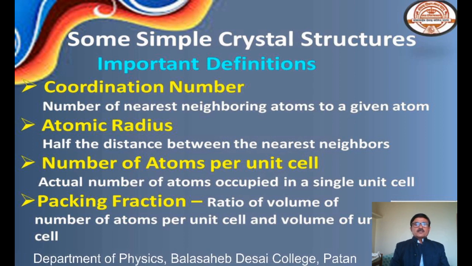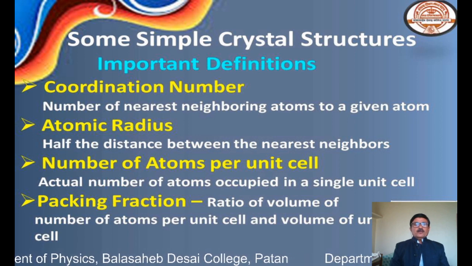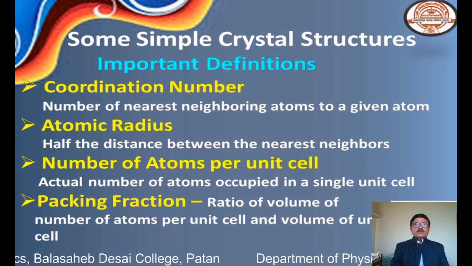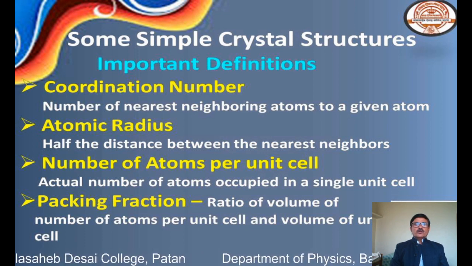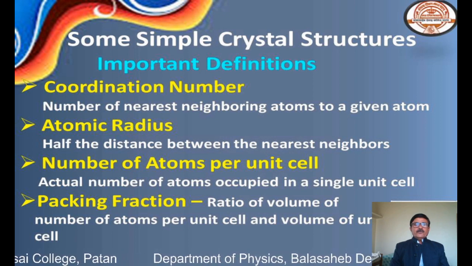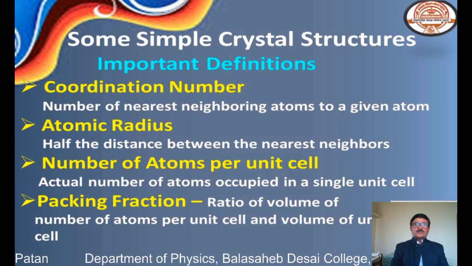While studying these crystal structures, some important definitions are to be remembered. First definition is a coordination number. So coordination number is number of nearest neighboring atoms to a given atom in a unit cell. Second definition is atomic radius, which is half the distance between the nearest neighboring atoms.